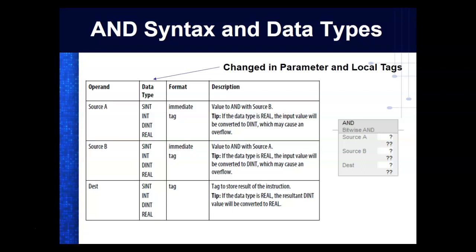So the data type could be SINT, it could be INT or DINT or real numbers. Immediate or tag for source B. But we don't use immediate for both of them, right? You understand? Then the destination has got to be a tag over there. Okay. So here's the instruction, source A, source B, and the destination.